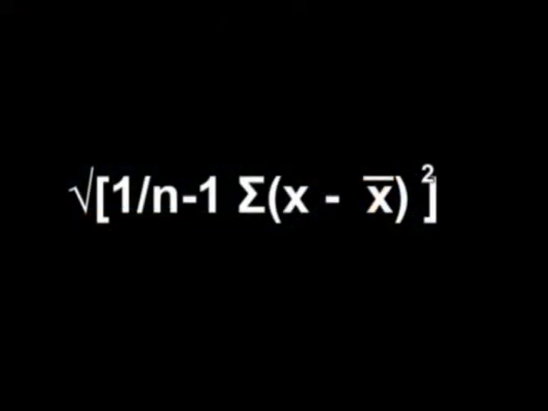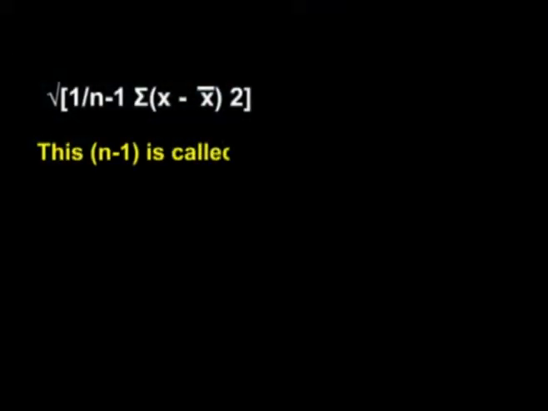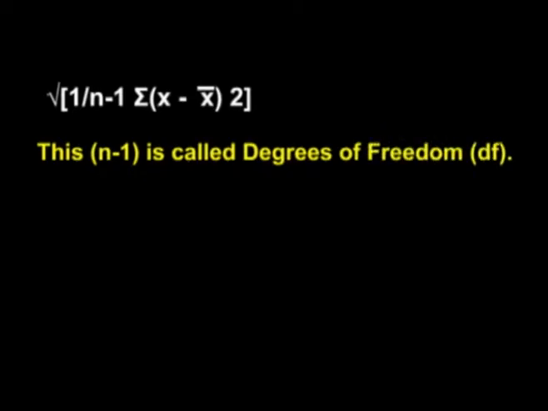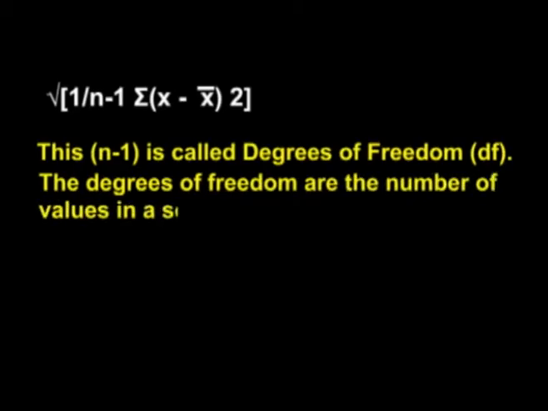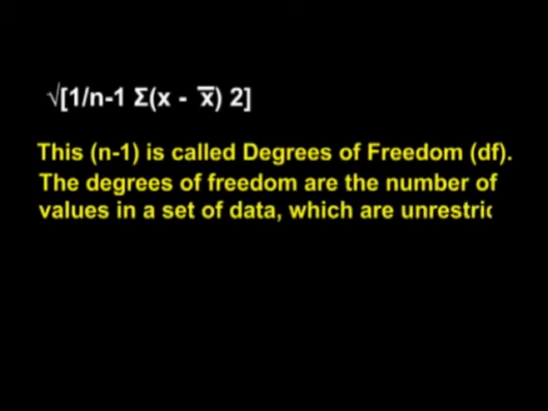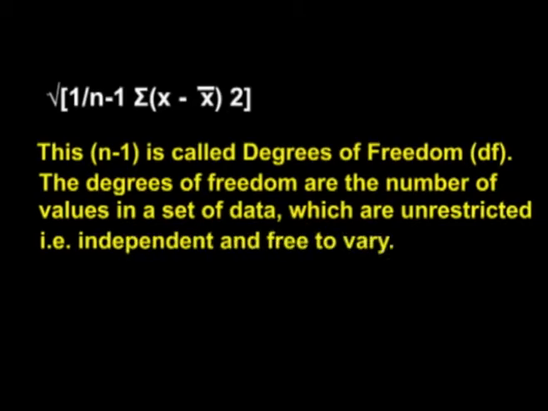If the sample size is small, the formula is slightly modified. Instead of dividing by n, we divide by n minus 1. Now you may inquire, what is n minus 1? N minus 1 is called the degrees of freedom, or DF. The degrees of freedom are the number of values in a set of data which are unrestricted, that is, independent and free to vary. Let me give a quick example.